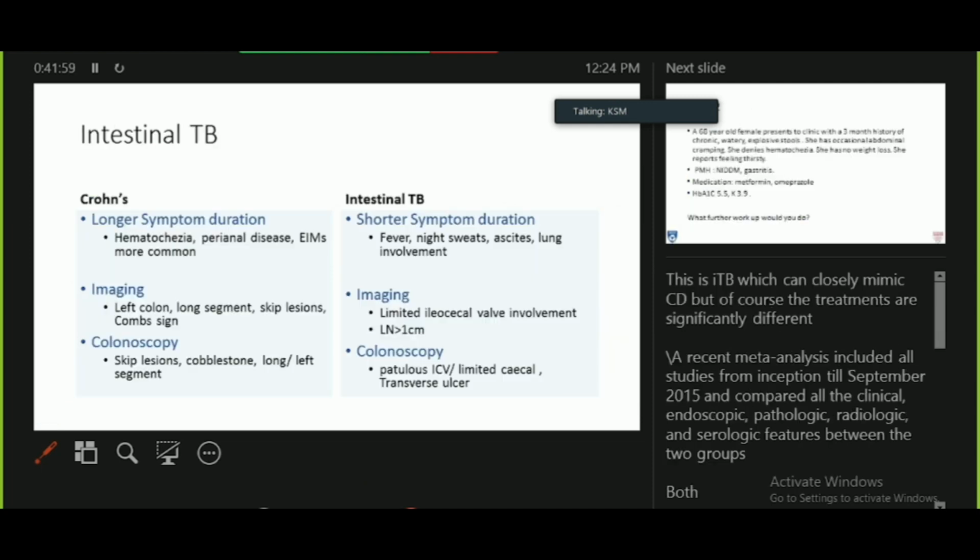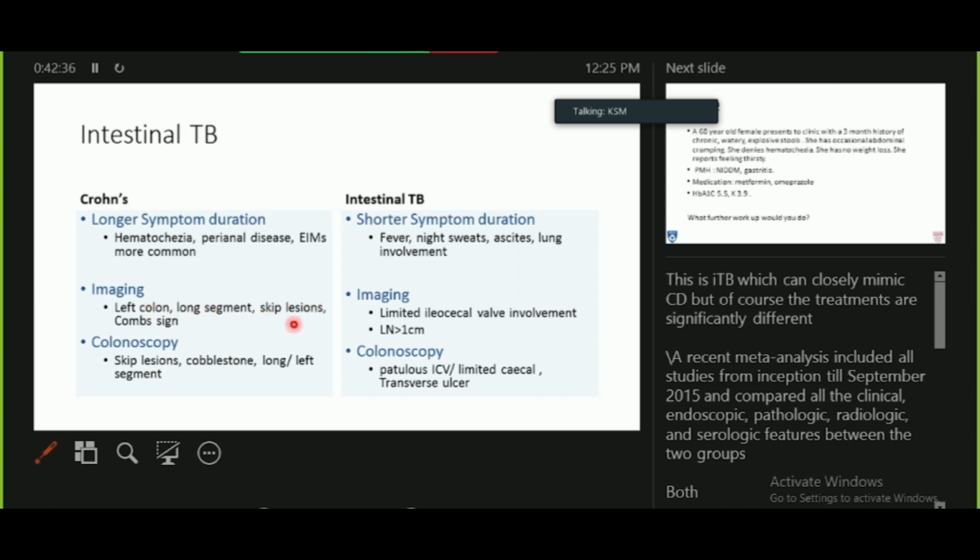So this is intestinal TB, and Crohn's disease can often mimic intestinal TB. The symptoms are very similar, but patients with Crohn's generally have a longer symptom duration compared to those with intestinal TB. They tend to more likely have hematochezia or perianal disease and more likely to have extra intestinal manifestations, whereas with TB, they tend to have more history of night sweats and may have, in advanced cases, lung involvement or ascites as well.